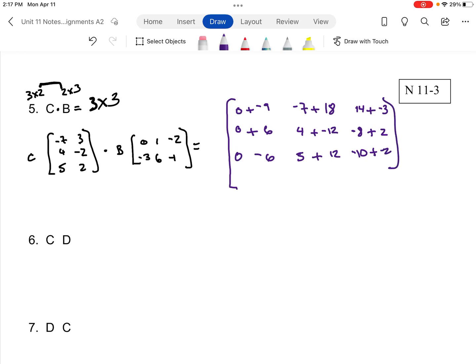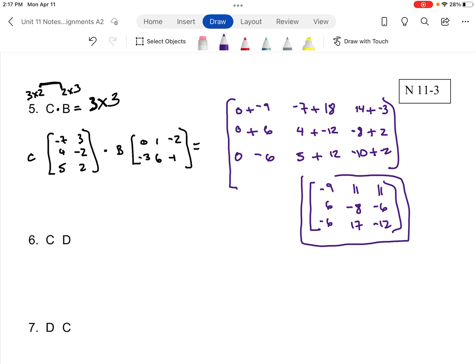Okay. And we're going to put it all together. I'm going to write mine here. So 0 plus negative 9 is negative 9. 0 plus 6 is 6. 0 and negative 6 is negative 6. Negative 7 and 18, 11. 4 and negative 12 is a negative 8. 5 and 12, 17. My final column, 14 and negative 3 is 11. Negative 8 and positive 2 is negative 6. Negative 10, negative 2 is negative 12. There's the final answer, matrix C times matrix B.